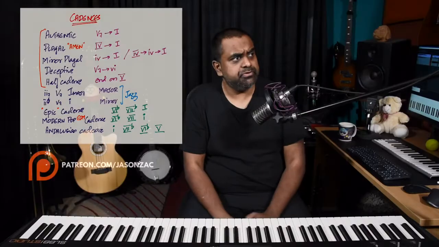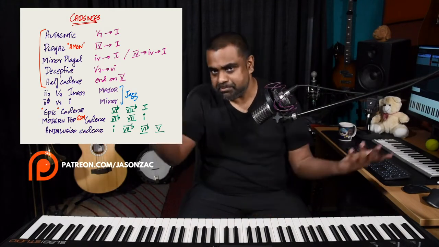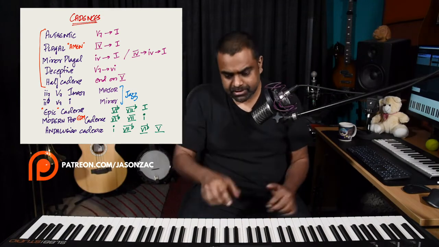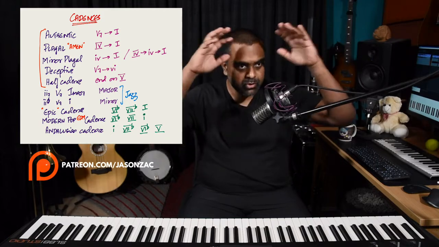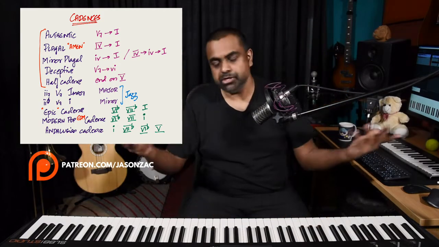Now there are lots of kinds of these authentic cadences which you'll find. You can always look on Wikipedia as well for all this cadence stuff, but the way I'm looking at it is authentic, 5 to 1. Think of it as 5 going to 1. Get used to a 5 of any scale, resolve it to the 1, and that's your authentic cadence.